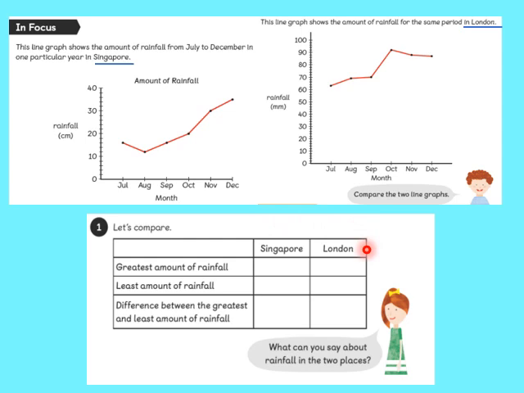We've got a table here to help us, and the first thing we could look for is the greatest amount of rainfall in both of the cities. So let's have a look at Singapore first. If I wanted to find the greatest amount of rainfall in Singapore in the period, then if I look at the graph, I can straight away see that the greatest amount is going to be the highest point of my line on the line graph, and that's in December. If I look across to my y-axis, it will tell me how much rain there was in December. And we can see that would be halfway between 30 centimetres and 40 centimetres. So that would be 35 centimetres.